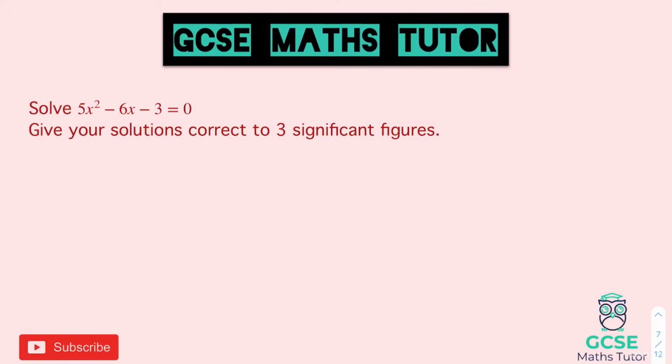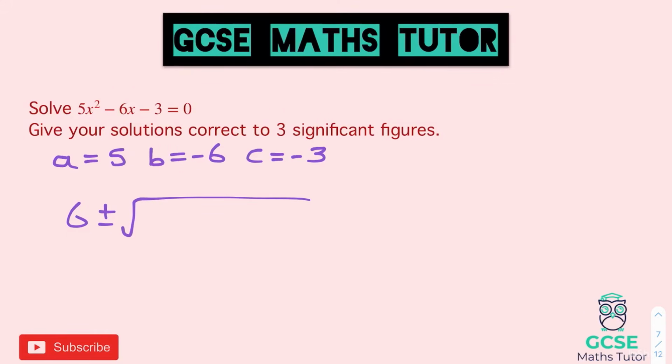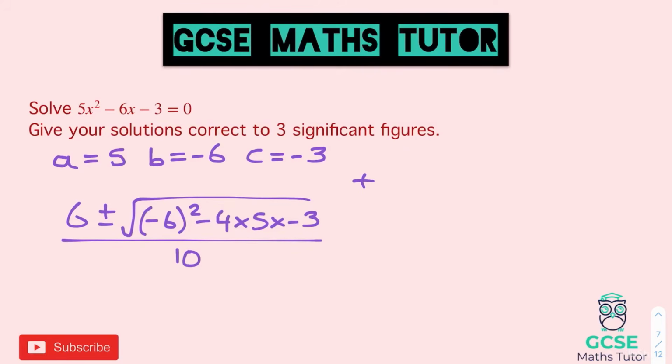Okay, so looking at this then, our a value is 5, so a equals 5, b equals negative 6, and c equals negative 3. So if we plug this into our formula, again the b turns into positive this time, so we have 6 plus and minus, and then we'll get our square root sorted. So we have negative 6 in brackets squared, take away 4 times 5 times the negative 3, and that's all over 2a, so all over 2 lots of 5, which is 10. Right, there we go. So we get our positive value, and in a sec we'll get our negative one.